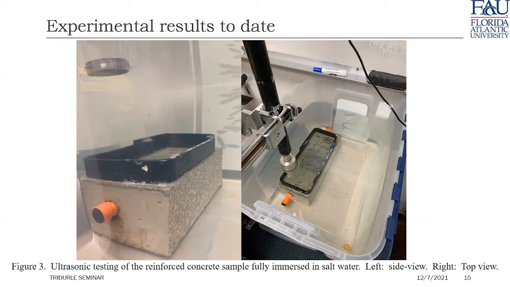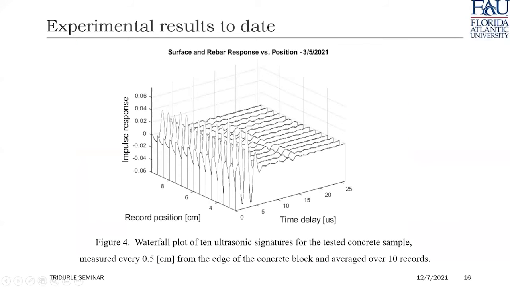So this was the very first sample that was actually given to us, and this is the focus of this talk today. But we have additional concrete blocks showing much more advanced signs of corrosion, which are being analyzed now. You can see to the right the experimental setup, and the transducer moves along the rebar shown over here. Now, when we perform the measurement, we place the transducer at different positions.